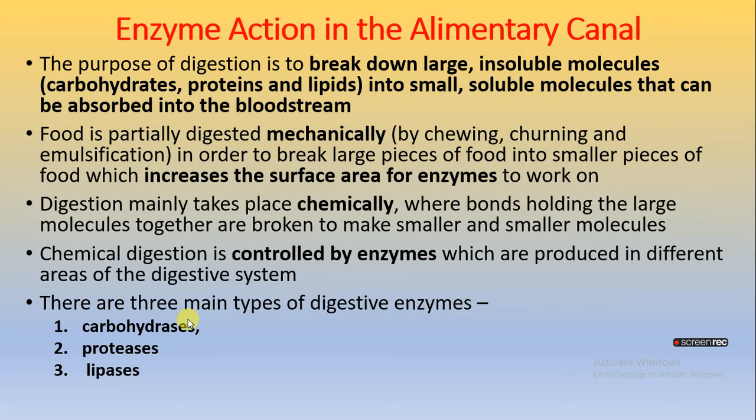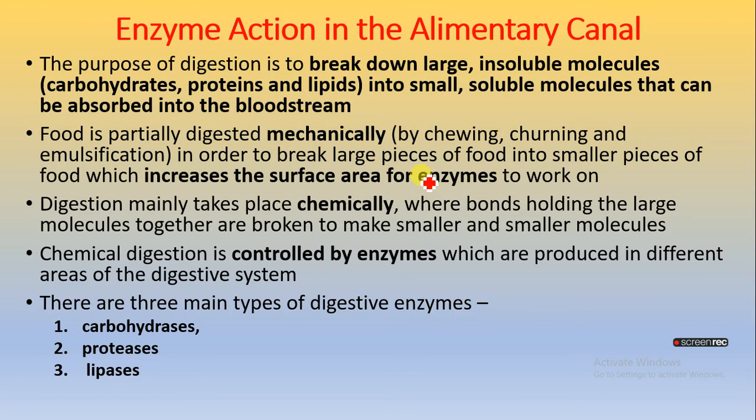So the purpose of chemical digestion is to break down large insoluble molecules into small soluble molecules. Now, these insoluble molecules include your carbohydrates, proteins, and lipids. Remember, lipids are your fat and oil. Fat is solid at room temperature, while oil is liquid at room temperature. Now, once it is converted to small soluble molecules, they can easily be absorbed into the bloodstream.